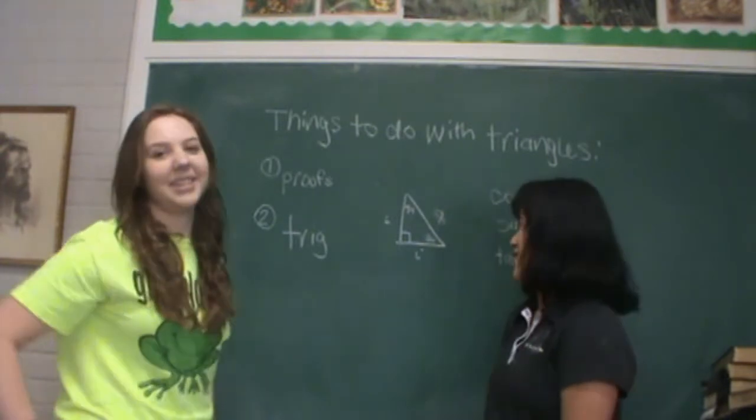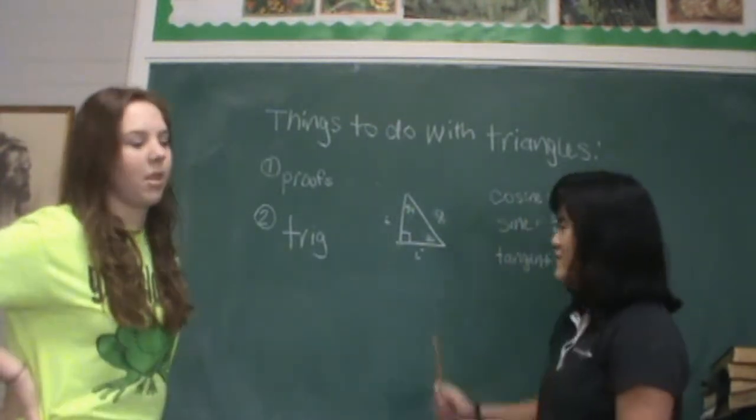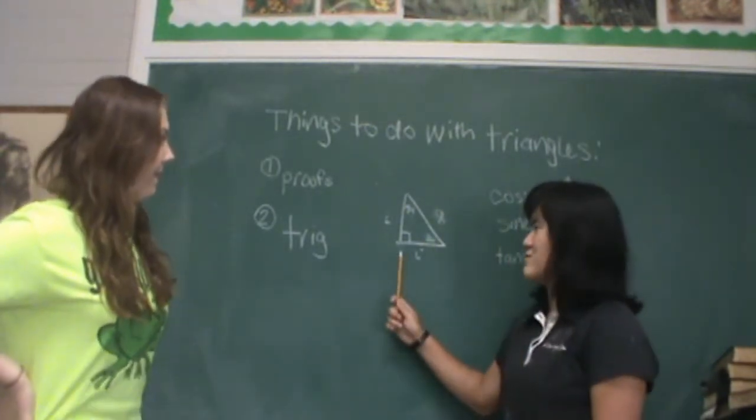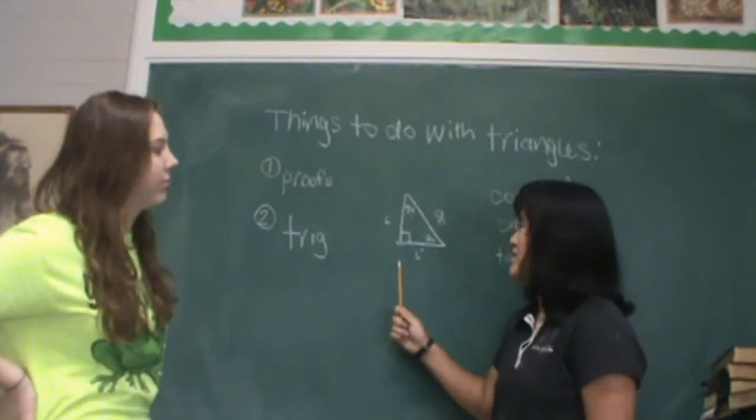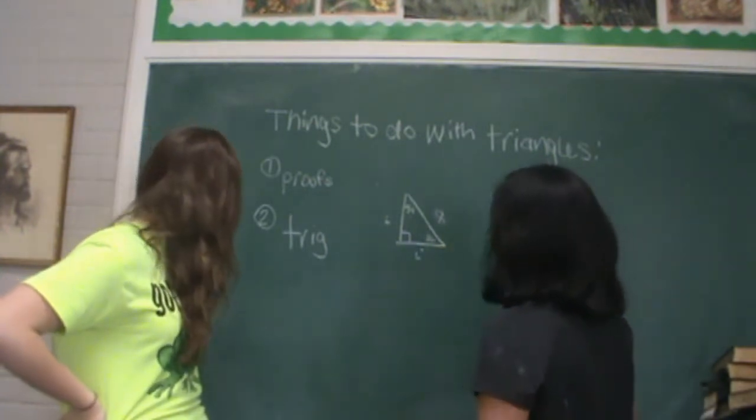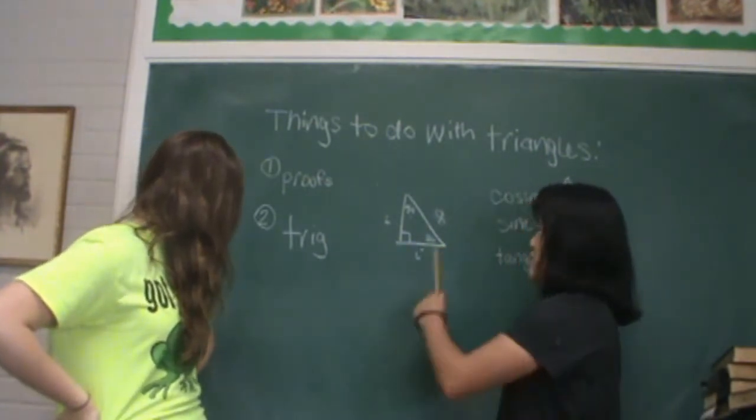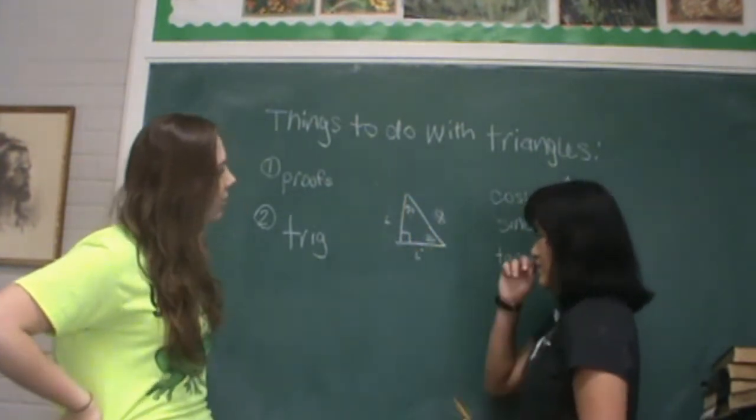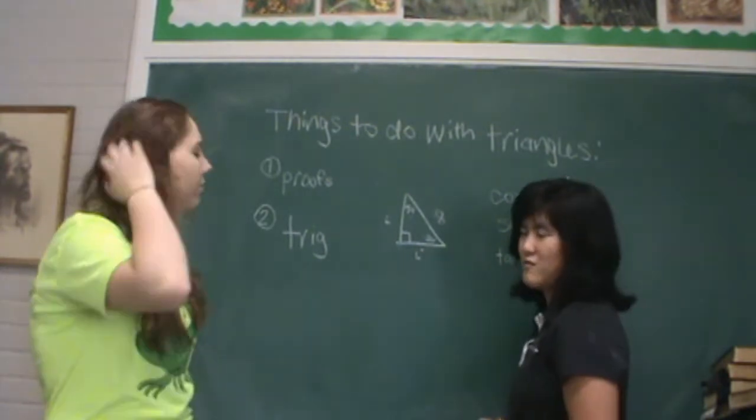Another fun thing you can do with triangles, trigonometry. Now you can only do this with right triangles. As you can see, this is a right triangle because I drew the box there. Now, components of a right triangle: hypotenuse, right here, the one that is not touching the right angle.